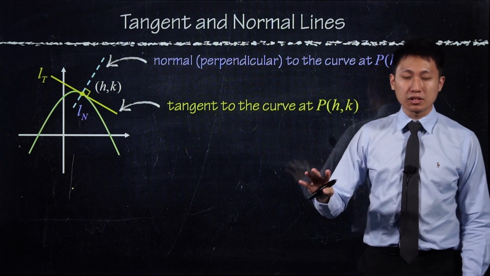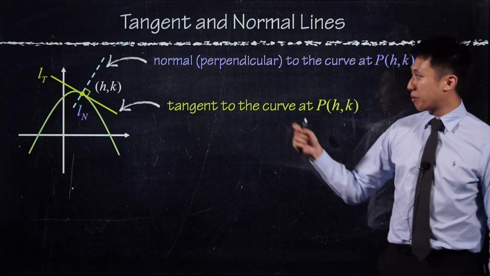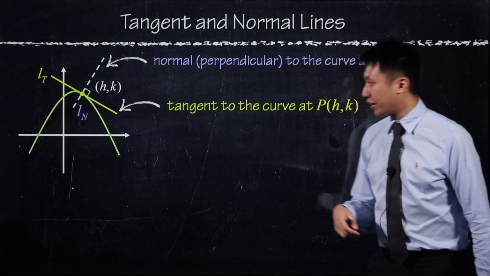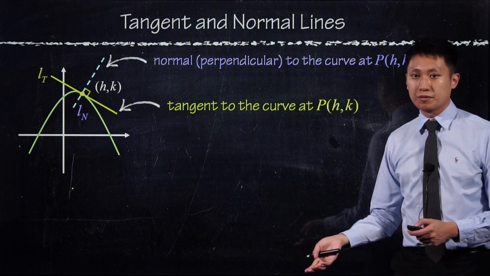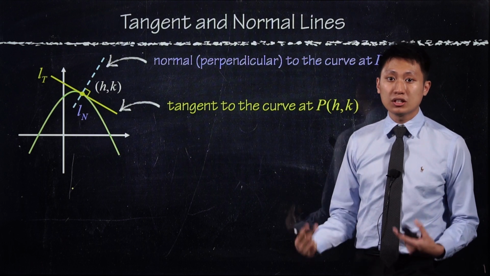First of all, you know what's a normal line, right? Normal line is always perpendicular to the curve, or you say normal to the curve. That's the commonly used word.